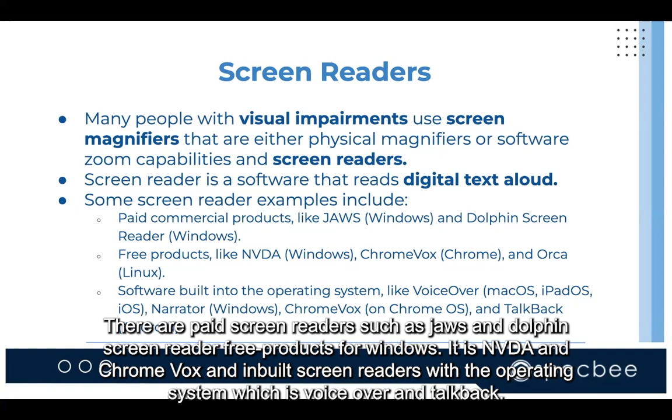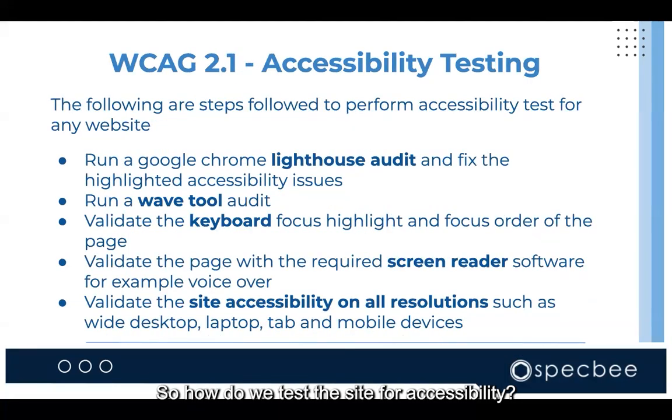There are a different set of screen readers. There are paid screen readers such as JAWS and Dolphin screen reader. Free products for Windows are NVDA and Chromebox, and there are screen readers built into the operating system, which are VoiceOver and TalkBack. So how do we test the site for accessibility?